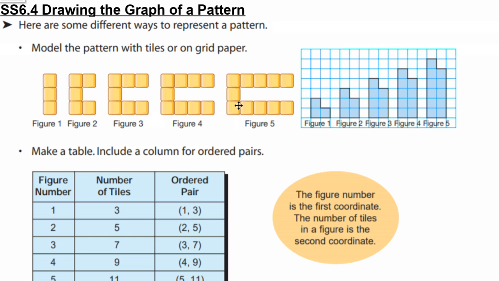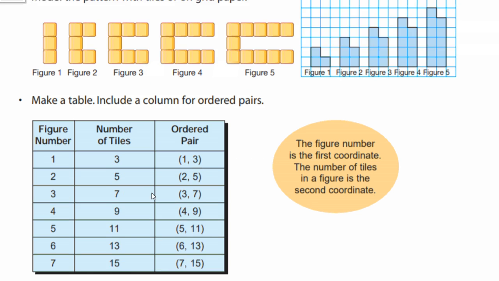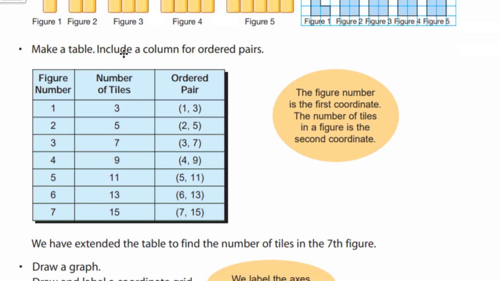I've also used grid paper where I've drawn the shapes, and we're talking about how many tiles or how many boxes are in the shape. So I can model it in these two different ways. We've also used a table, so I have my figure number and my number of tiles. Now we can actually use that information to create an ordered pair.